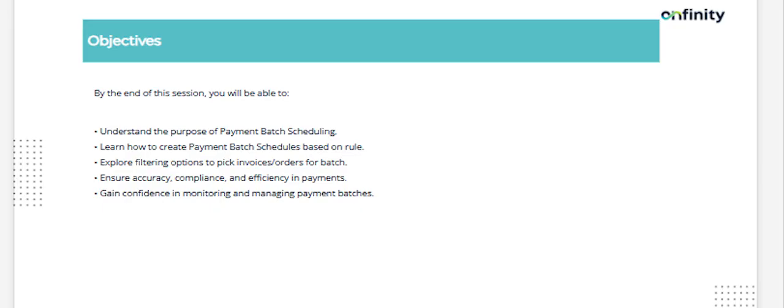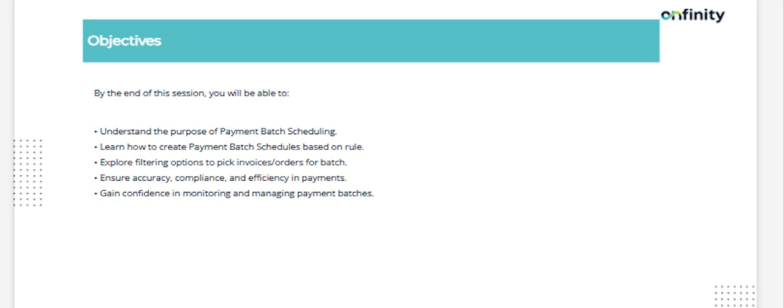Explore filtering options for picking invoices and orders. You can filter and pick records based on business partner, document type, date range. These filtering options help ensure that only the desired records are included when generating payment batch schedules. Ensure accuracy, compliance, and efficiency in payments.